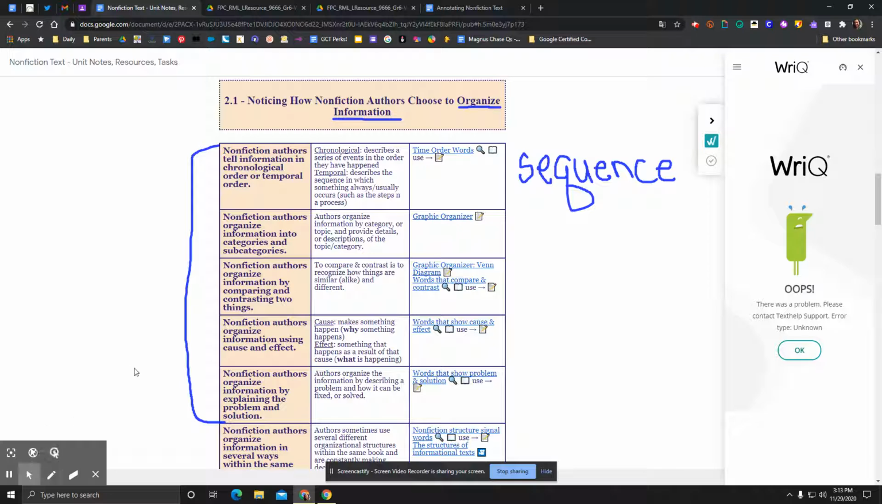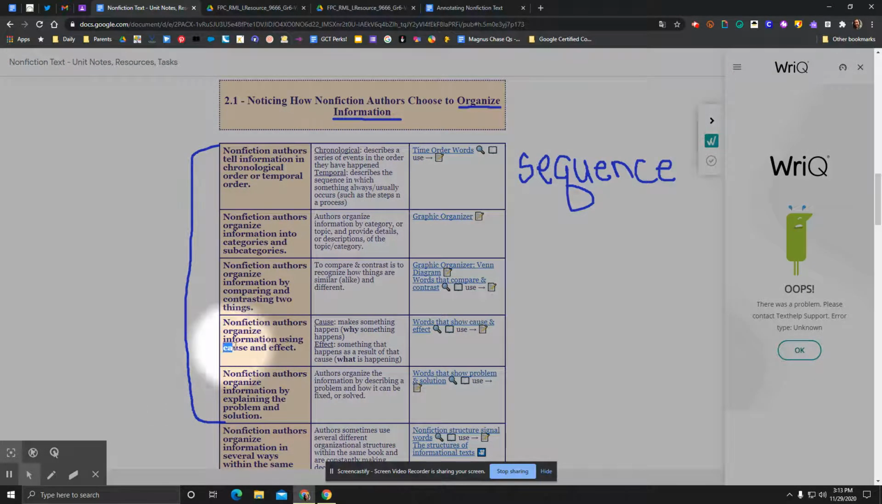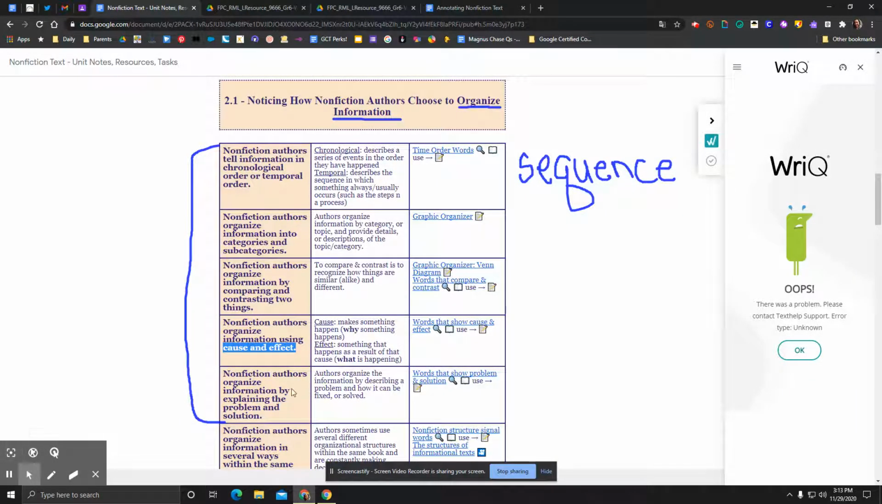Another way that authors organize information is through cause and effect. Cause and effect can be a pretty complex topic, and it's mostly because we tend to think of cause as being what comes first when really it's not. We say cause and effect, but really we start by looking at effect. And effect is what is happening, and cause is why is that happening.